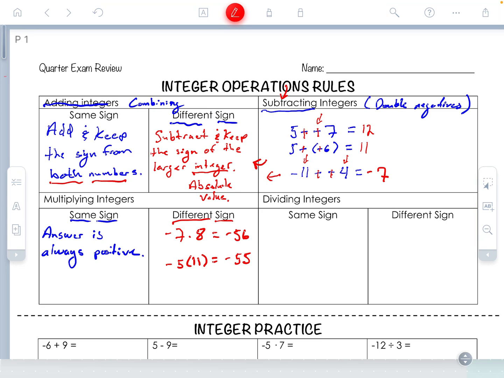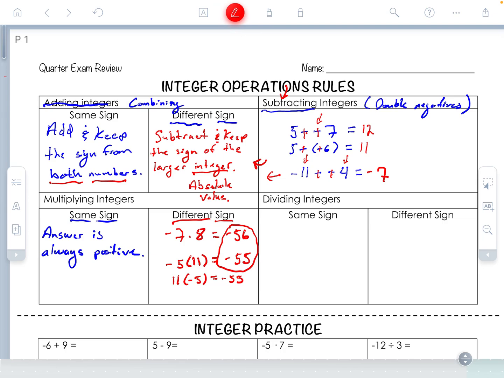Look at that, guys. Both of my answers, when they're different signs, are negative. And no, it does not matter if I replace the negative. So look, if it's 11 times a negative 5, it's still negative 55. Remember, multiplication doesn't matter the order. It's always the same answer.